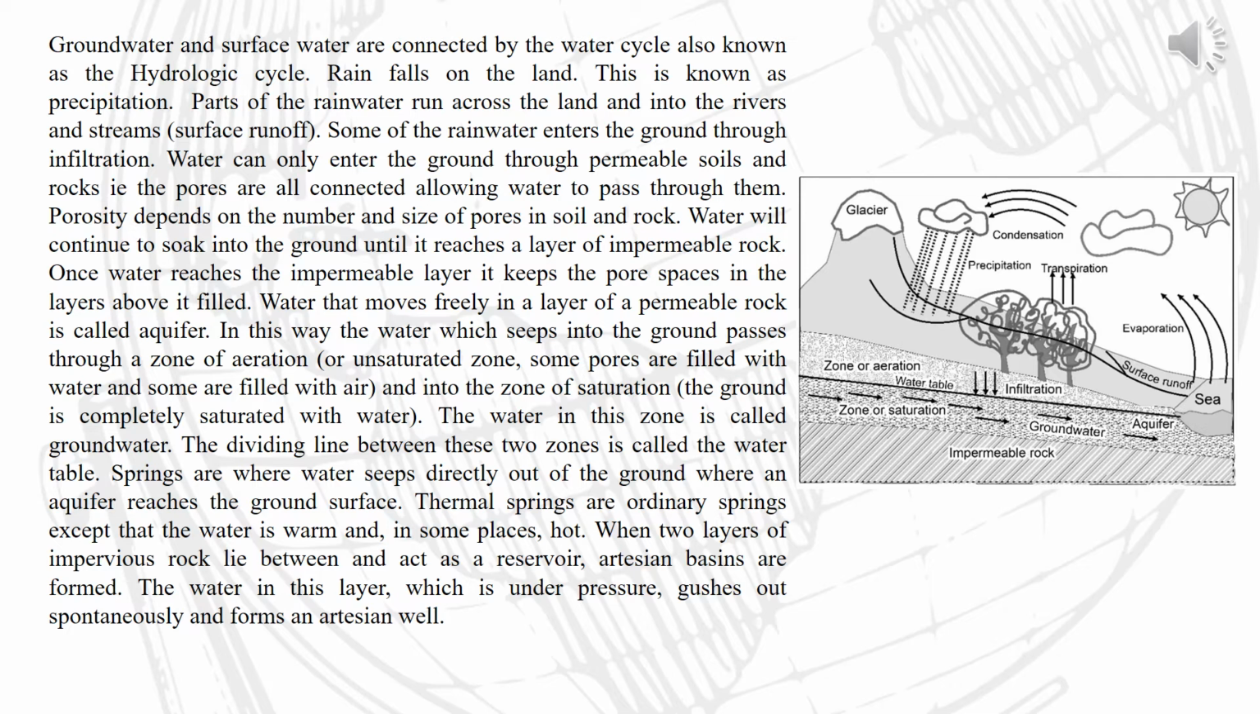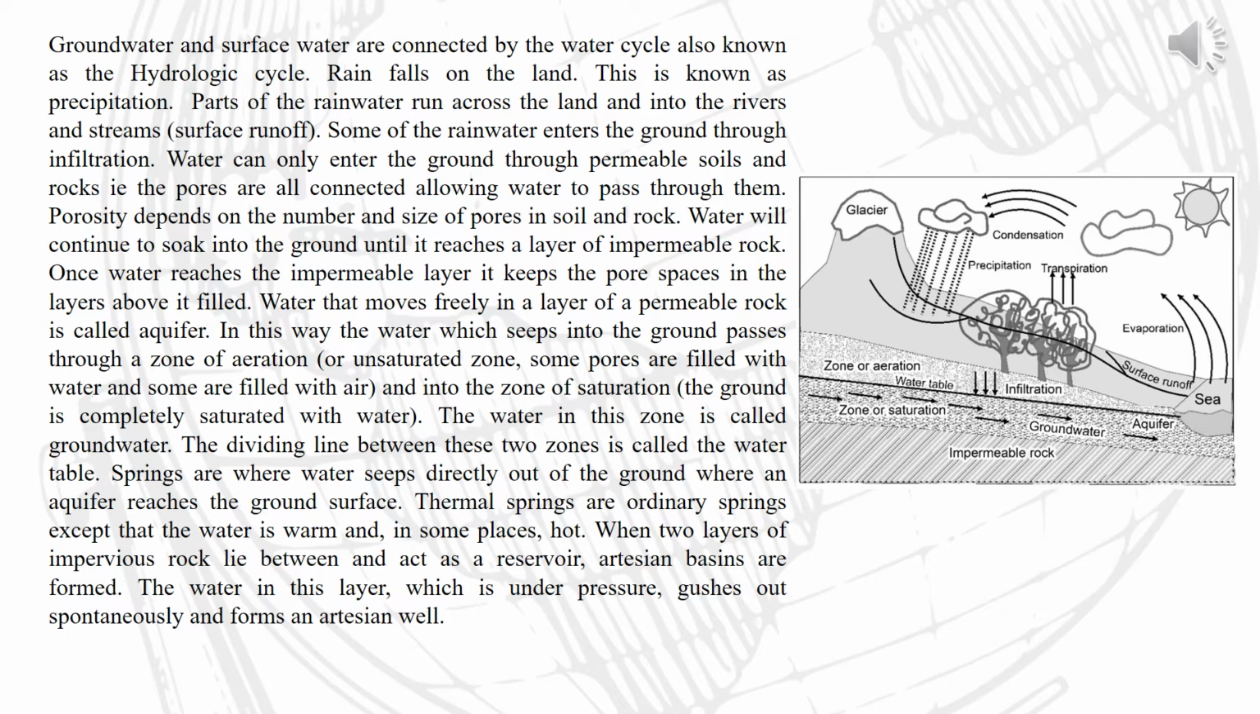Water that moves freely in a layer above impermeable rock is called an aquifer. In this way, the water which seeps into the ground passes through a zone of aeration, or unsaturated zone. Some pores are filled with water and some are filled with air. Into the zone of saturation, the ground is completely saturated with water. The water in this zone is called groundwater. The dividing line between these two zones is called the water table.